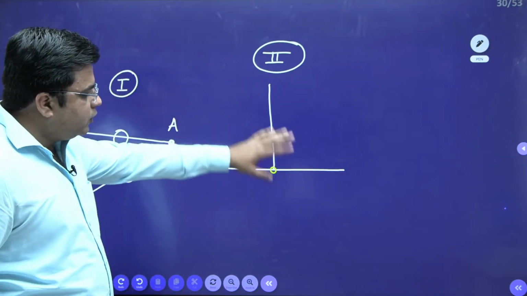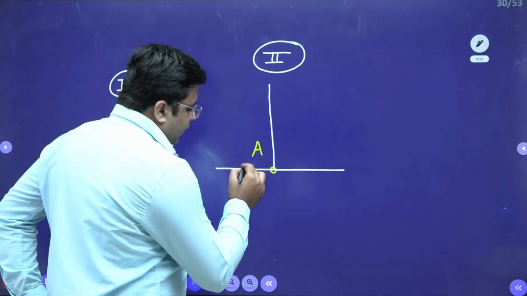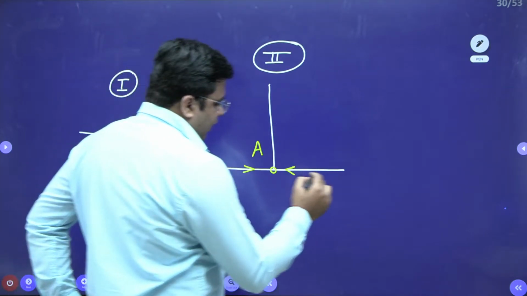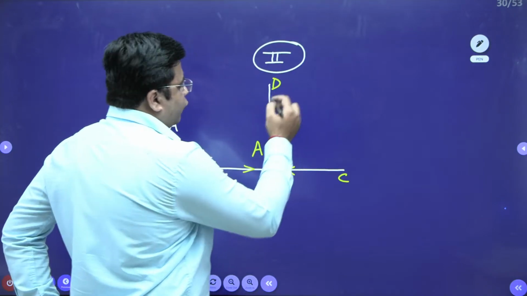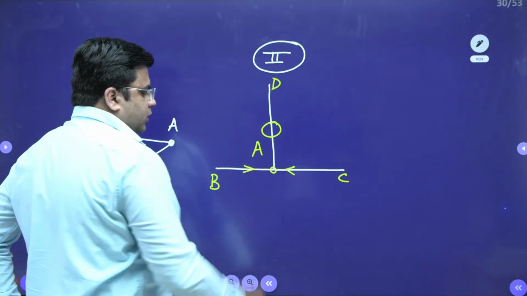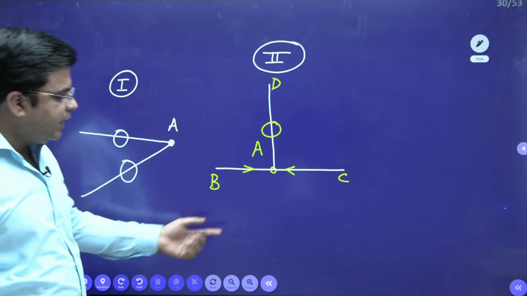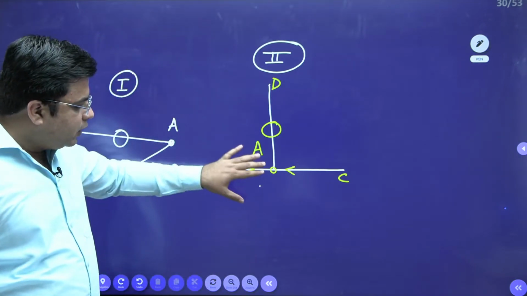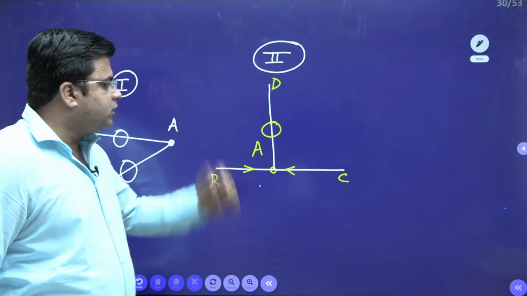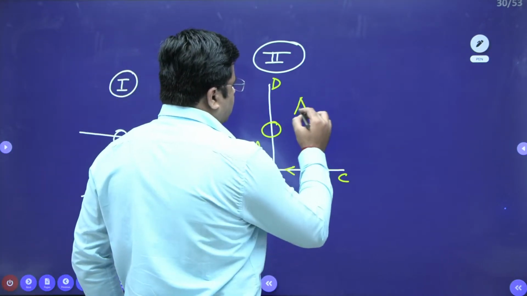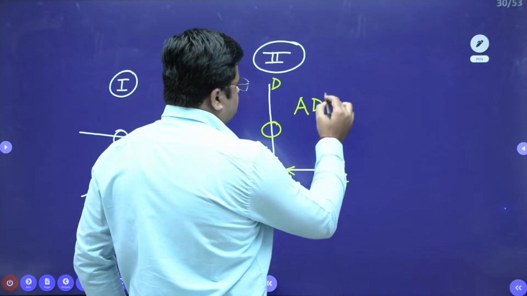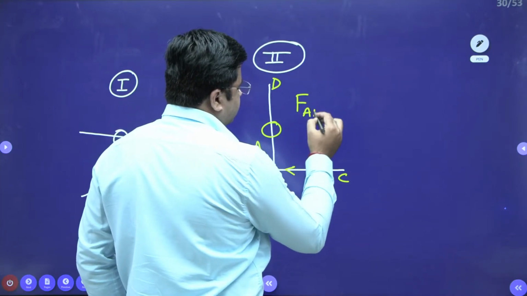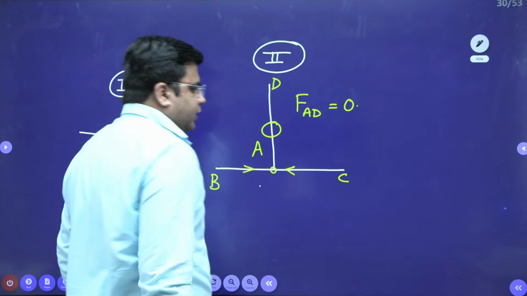Right? And out of these three members, if two members are collinear, for this member AB and member AC are collinear, then the force in the member AD will be zero force, right? Whenever three members are meeting at a joint which does not have any external load or support reaction, then if two members are collinear, then the force in the third member will be zero force. So force in member AD will be zero. So this is my second category.